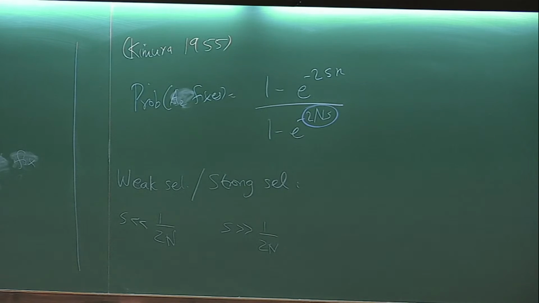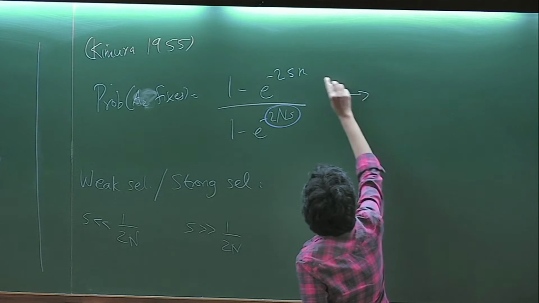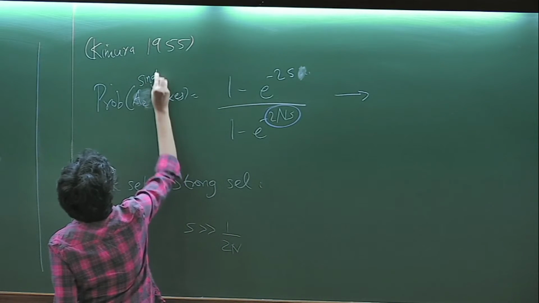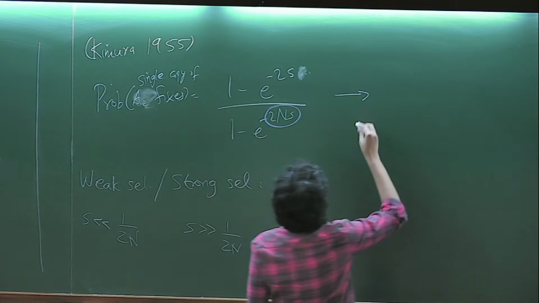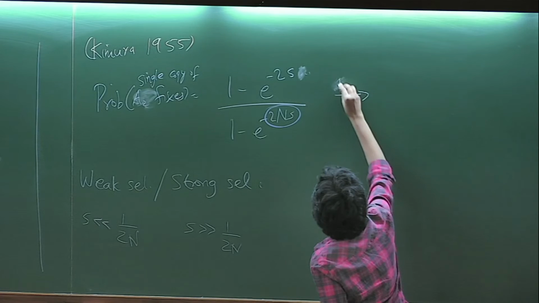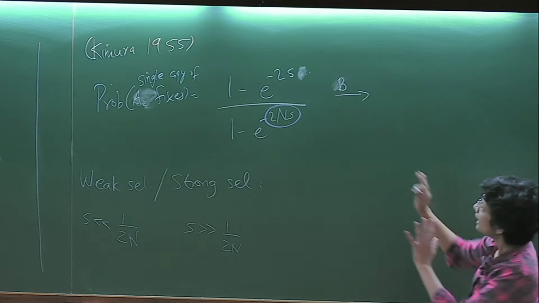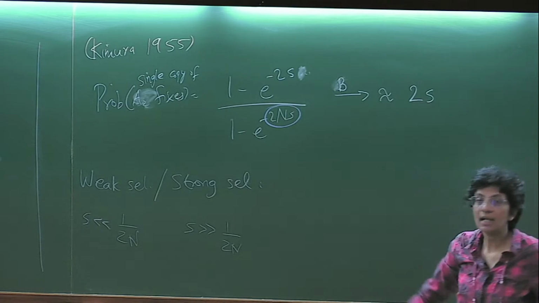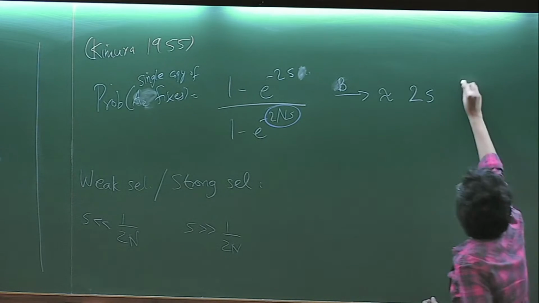Okay, so for deleterious mutations, I'll just explain this formula a little bit. Let's just do for 1, there's a single copy. So if we have S positive, that means beneficial mutant, you can analyze this formula, okay? And it turns out it can be approximated by twice the selective advantage. This is also a very famous formula due to Haldane.